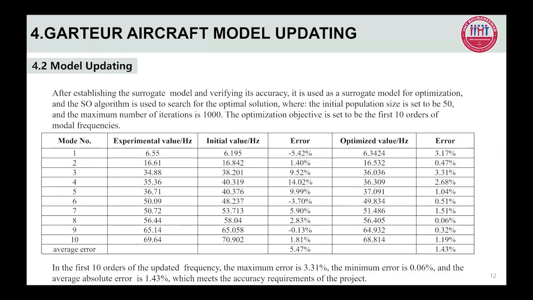After establishing the surrogate model and verifying its accuracy, it is used as a surrogate model for optimization, and the SO algorithm is used to search for the optimal solution, where the initial population size is set to be 50, and the maximum number of iterations is 1000. The optimization objective is set to be the first 10 orders of model frequencies.